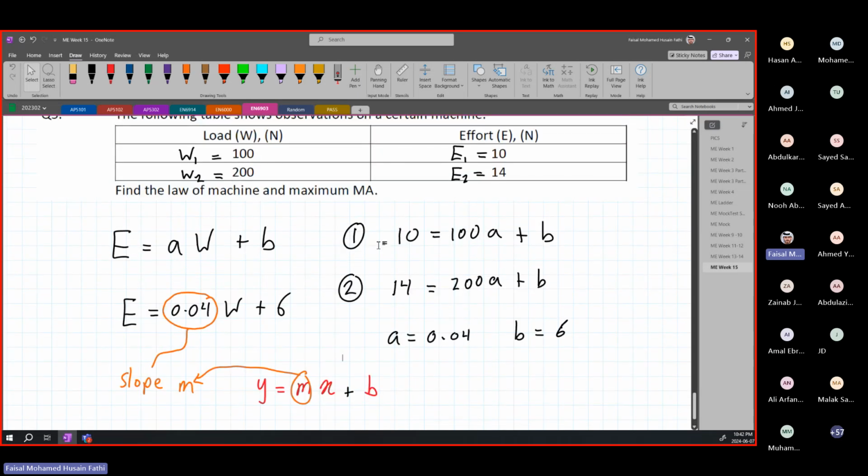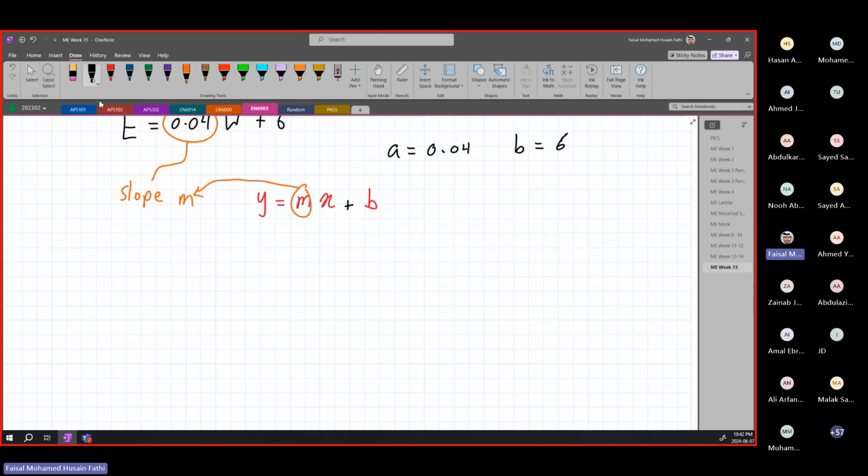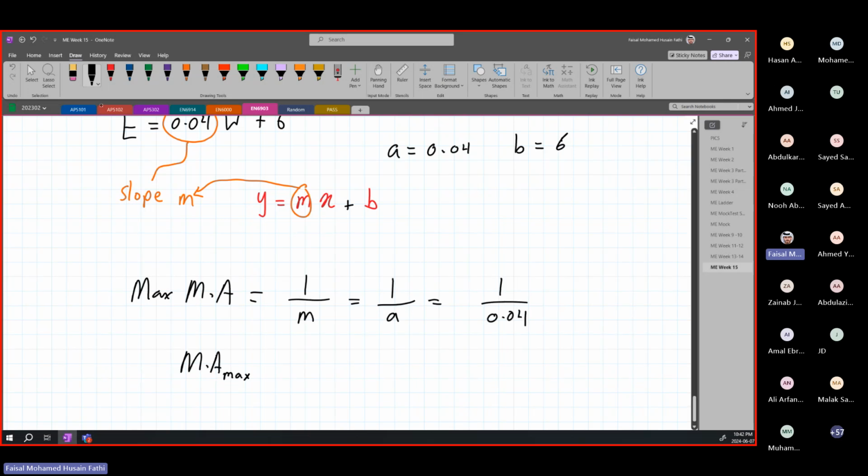So the next part, they say find maximum MA. So maximum MA is equal to 1 over the slope, or you could say 1 over the value we found for A, which is equal to 1 over 0.04. So our MA max, our maximum yani MA, is going to be equal to 25. Okay?